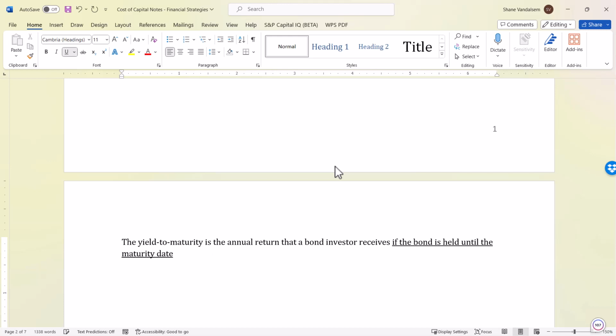Okay. If you sell the bond earlier than that, you're probably going to get a different return than the yield to maturity. But the yield to maturity is set by the market. It's the rate of return, again, that you would receive if you purchased a corporate bond today and you held on to that bond until the maturity date. Your annual return would be that yield to maturity. Okay.